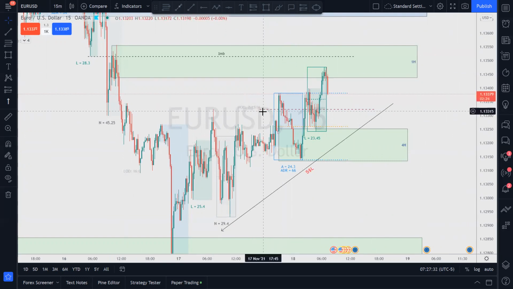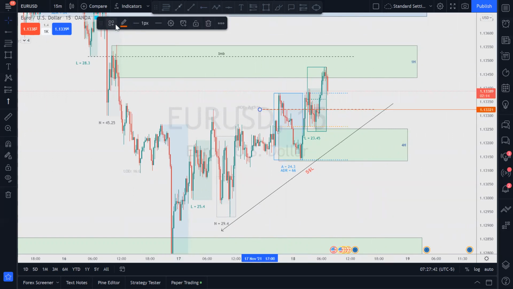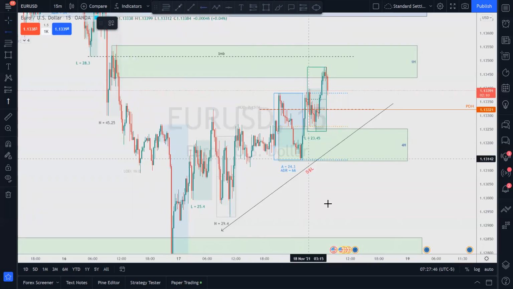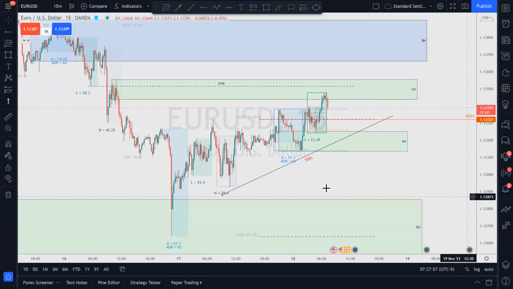What do I got here? This was the high of the day yesterday, right there. All right, so I'm going to make sure I have that in my thing. Let's see, previous daily high. Okay, and where's my previous daily low? Oh man, where's my previous daily low at? Is it really down that low? Yep, it sure is. Look at that.